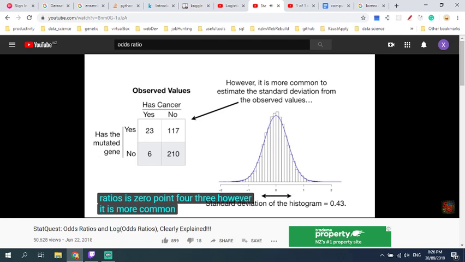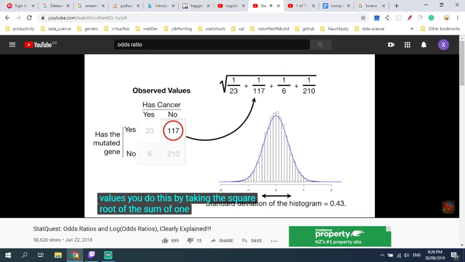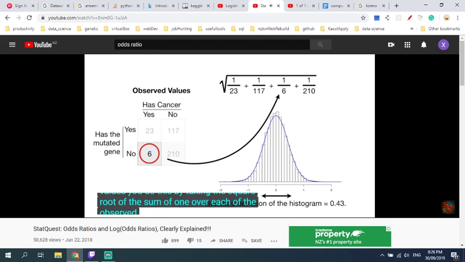However, it is more common to estimate the standard deviation from the observed values. You do this by taking the square root of the sum of 1 over each of the observed values.